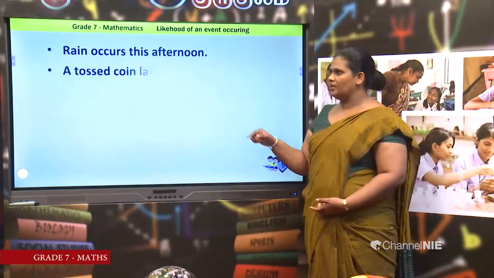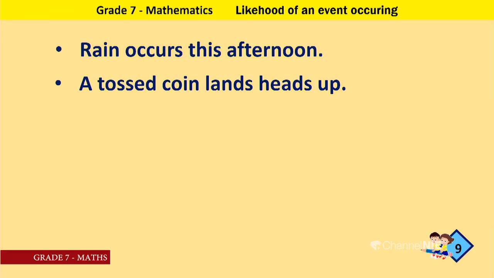So, the next one, a tossed coin lands heads up. When you toss a coin, there are two sides in a coin. So, you might get heads up or you might get tails up. So, you can't exactly say what you are going to obtain. Isn't that so? So, the next one, winning a lottery. You can buy lotteries, but you can't exactly say whether you are going to win the lottery or not.